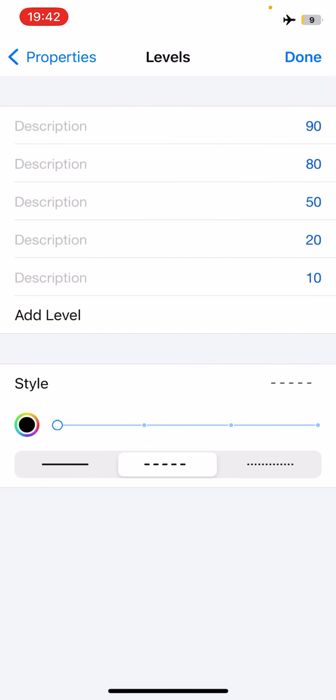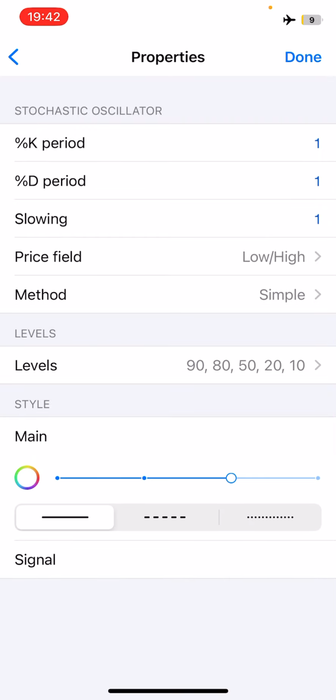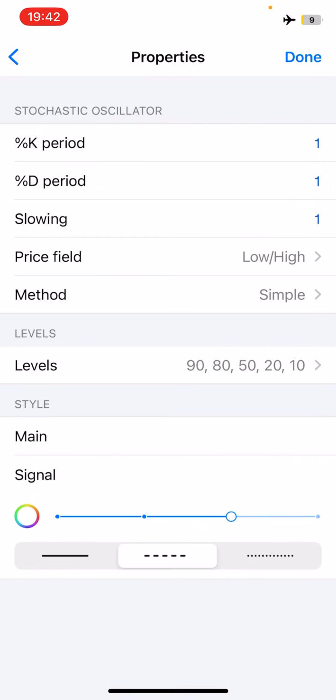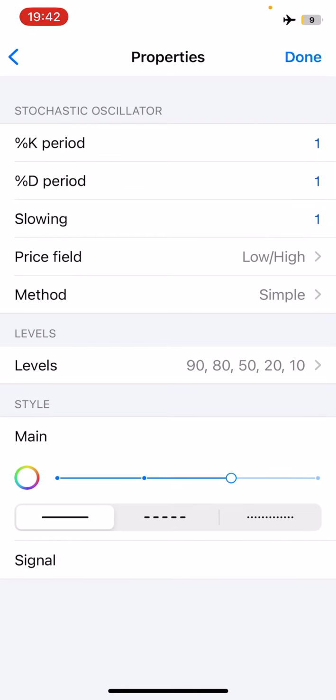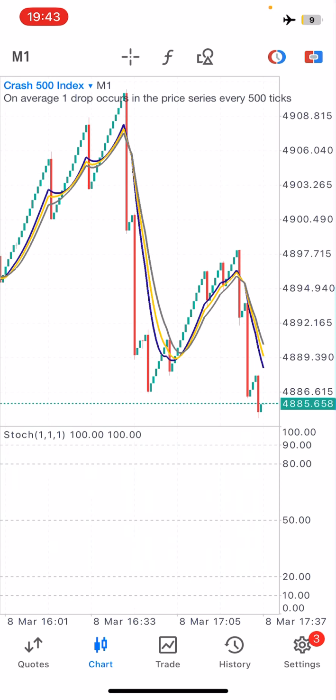We are going to need the following levels: level 90, level 80, level 50, level 20, level 10. Okay, and make sure you have them correctly. And then on the styling, we don't want any of our stochastic lines to appear on our charts, so we're going to make the main and the signal to have the same color as our background. I have a white background on my charts, that's why you see my signal is white and my main is white. So that if I click on done, I'll only have something like this at first.